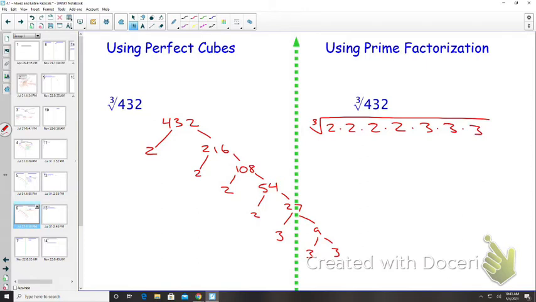Okay, and we're taking the cube root. So I'm going to take out 3 2s, and I'm going to take out 3 3s. So I'm taking out 3 2s and 3 3s, so I'm going to multiply those together. So 2 times 3 is 6. Okay, so then we'll get 6 cube root of 2.